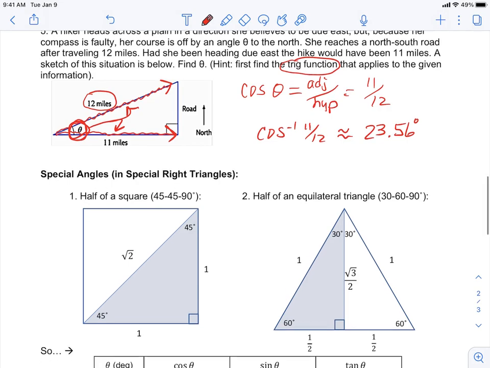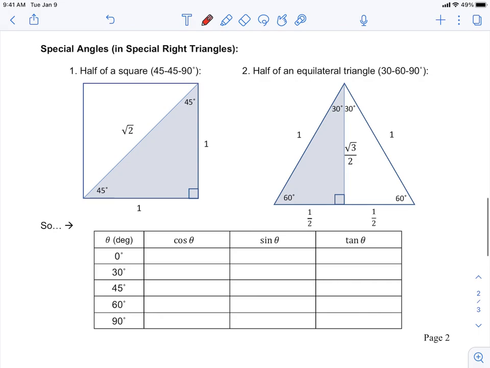All right, finally, just to end on, this is a pretty short and sweet lesson, but special right triangles we talked about a little bit when we put triangles in unit circles. If you cut a square in half, or if you cut an equilateral triangle in half, you will get what we call special right triangles. And I've just gone ahead and solved those because I think we've done that before.